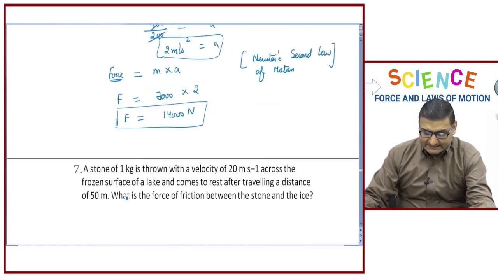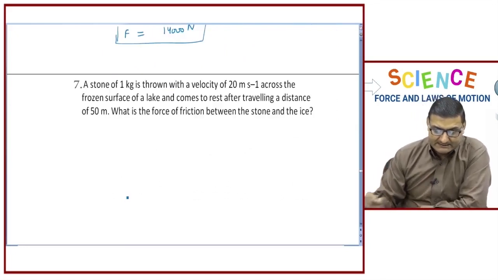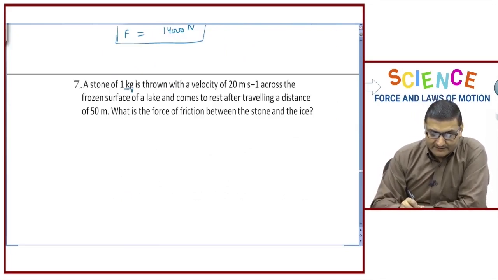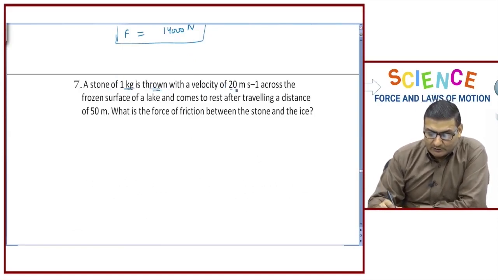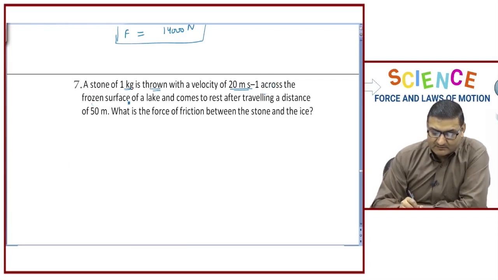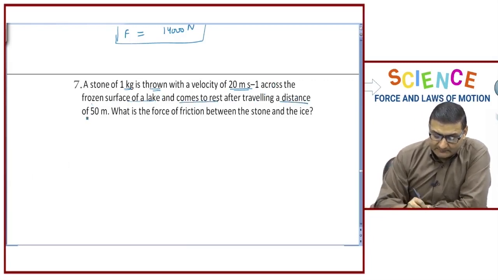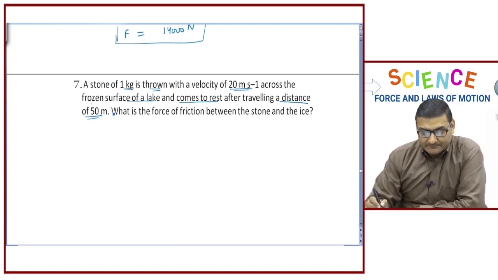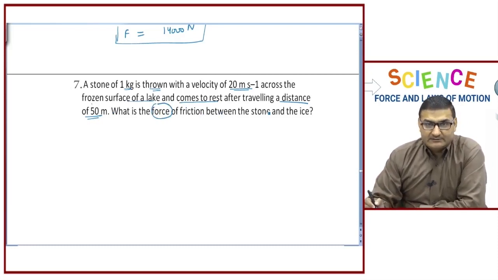Now let us see the next question. Now in this question, what we are being told is that a stone of 1 kilogram is thrown with a velocity of 20 meters per second across the frozen surface of a lake, and it comes to rest after traveling a distance of 50 meters. We have to calculate the force of friction between the stone and the ice.